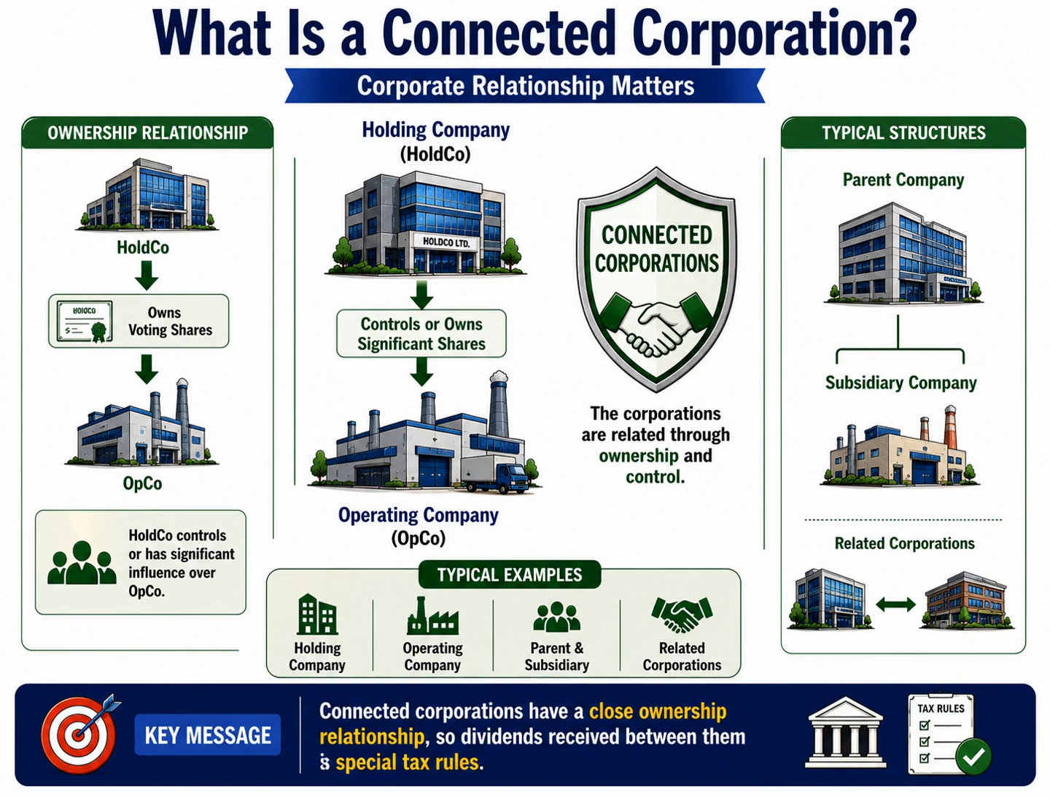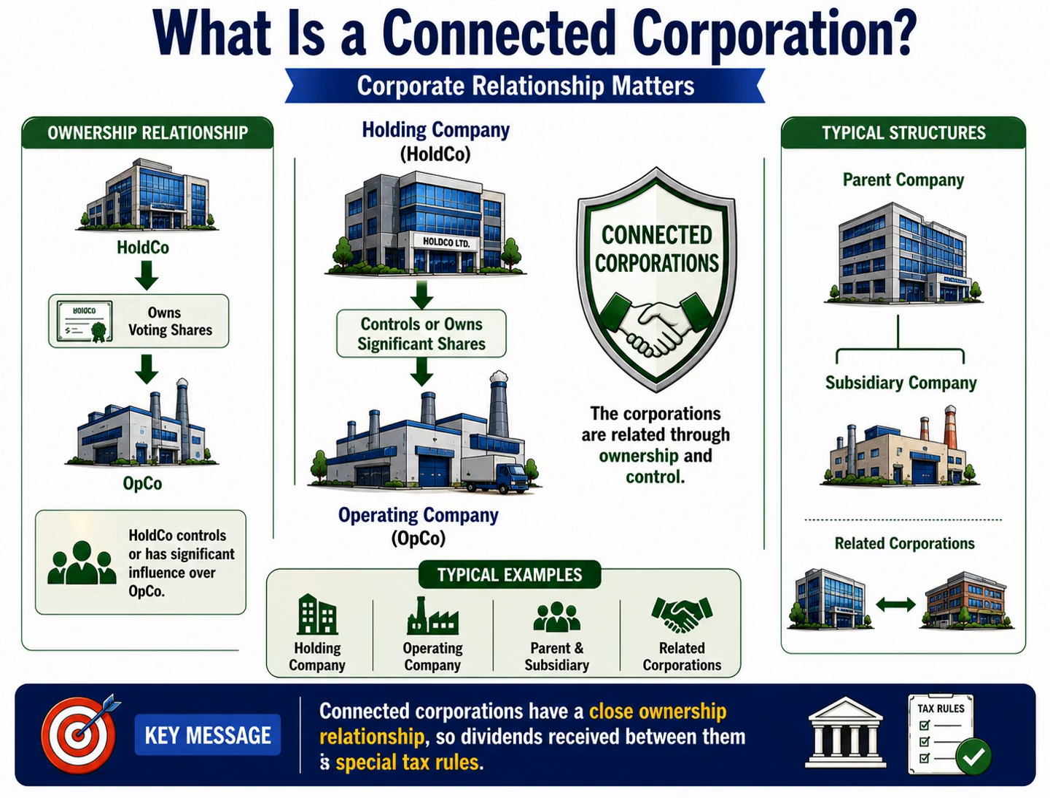Those details can come later. For now, focus on the overall concept. Whenever you see one corporation owning or controlling another corporation, you should immediately think connected corporations. As a tax preparer, this becomes your first question whenever a corporation receives dividend income. Who paid the dividend? If the dividend comes from a corporation with which there is a significant ownership relationship, you're likely dealing with connected corporations, and special corporate tax rules will apply.